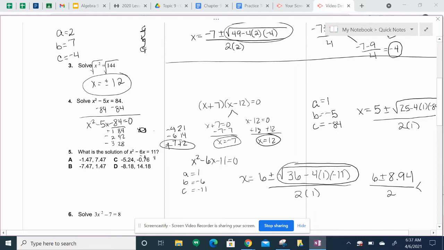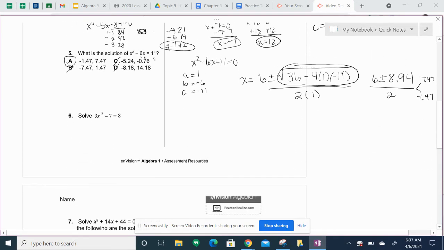And so now splitting that up, if I take 6 plus 8.94 and divide by 2, I get 7.47. And then 6 minus 8.94 divided by 2, I get negative 1.47. And so looking at my choices, I'm looking for a positive 7.47. That eliminates D and C and B, and then A is negative 1.47. It looks like answer choice A is the one that matches here.